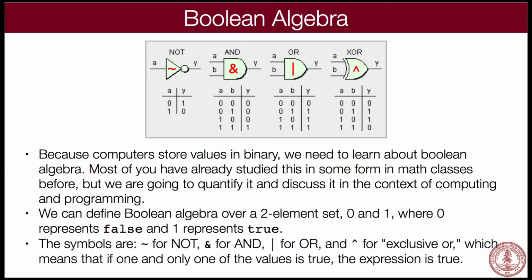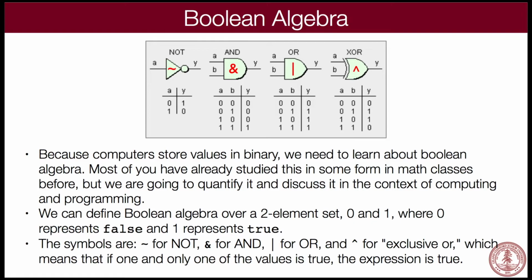Or says if one or the other is true, then the result is true. So 0, 0, neither one, so the answer is 0. 0, 1, 1, 0, and 1, 1 all have one or both true, so the answer is 1. So that's the truth table for or.